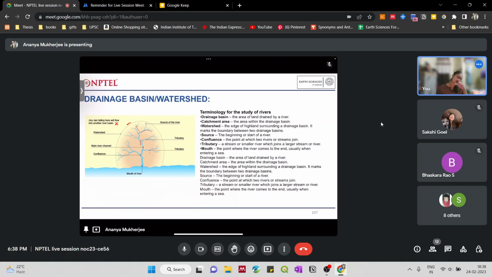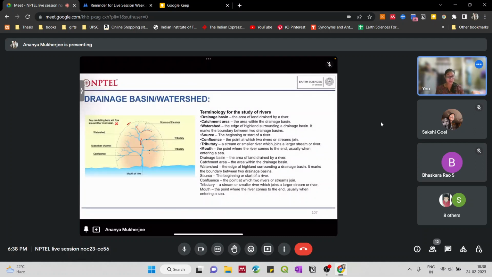One of the important confluences you all might have heard about is Dev Prayag, where the Bhagirathi River and Alaknanda River come and form the Ganga. That is the confluence of Ganga, and then Ganga starts flowing as one main river channel from there. The entire area from where the Bhagirathi and Alaknanda rivers meet and form Ganga is the drainage basin of Ganga, the Ganga Basin as we call it.